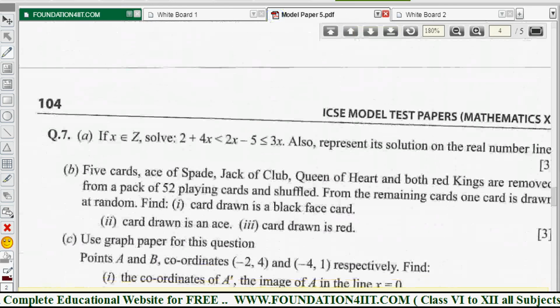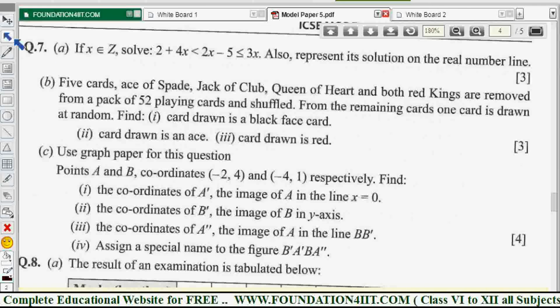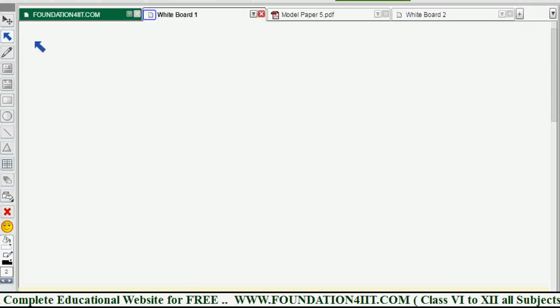Now let us see question number 7 and we'll solve these problems. So question number 7. The first one is, if x belongs to integers, solve 2 plus 4x less than 2x minus 5 less than or equal to 3x, and also represent its solutions on the real number line. So let's take the first two and last two inequations, and we'll represent this solution set on the number line. Let me take the given inequation first.